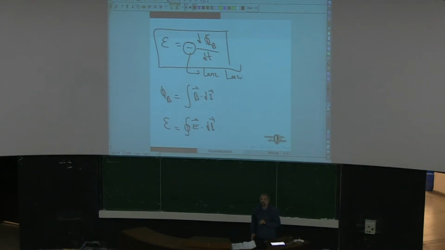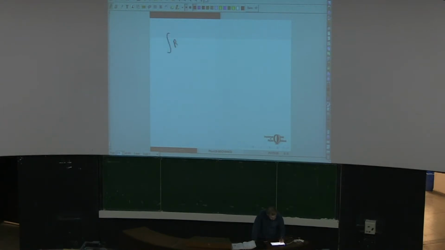No, we didn't say B dot ds is equal to 0. What we said was B dot ds integrated over a closed surface is equal to 0. This is over a closed surface. So what this tells me is that if magnetic field lines are entering a given region, they are also leaving the region. This is what this tells me.